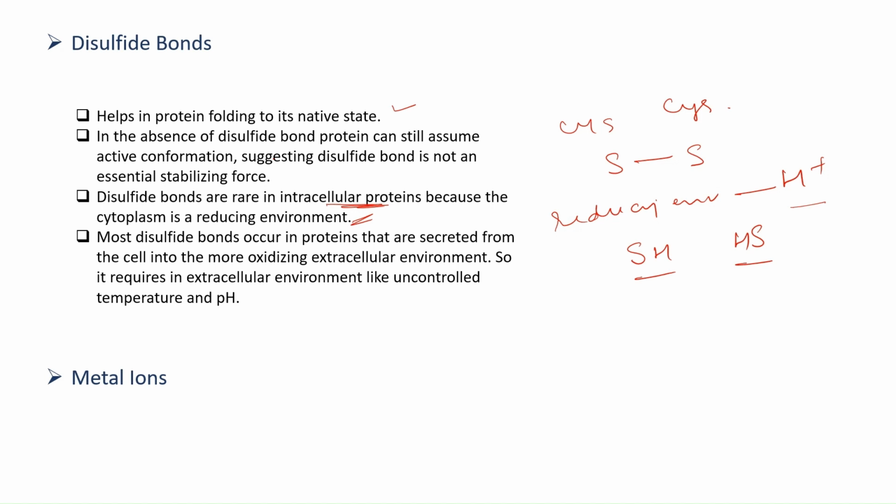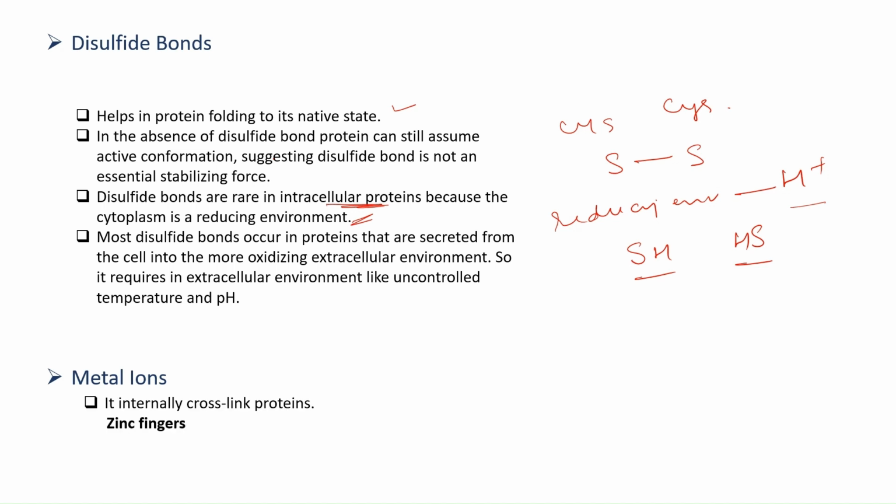Mainly, these bonds are present in the proteins that are secreted outside the cell because the outside environment is more oxidative in nature. Hence, disulfide bonds help in stabilizing the proteins that are secreted outside the cell. Clear?